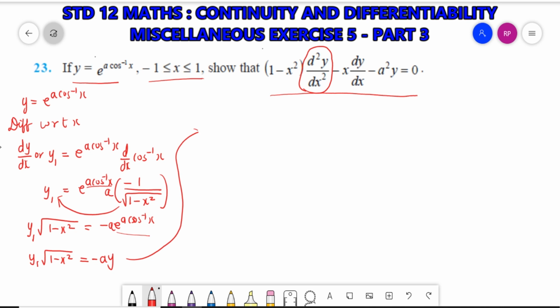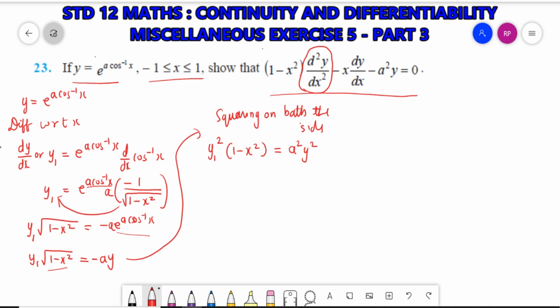Okay, now squaring on both the sides. Why am I squaring? Because I am having the root of 1 minus x square, so it will be complicated if we differentiate this root. So squaring on both the sides, we will remove the square root. y1 square into 1 minus x square equal to the square of minus ay, which is a square y square.